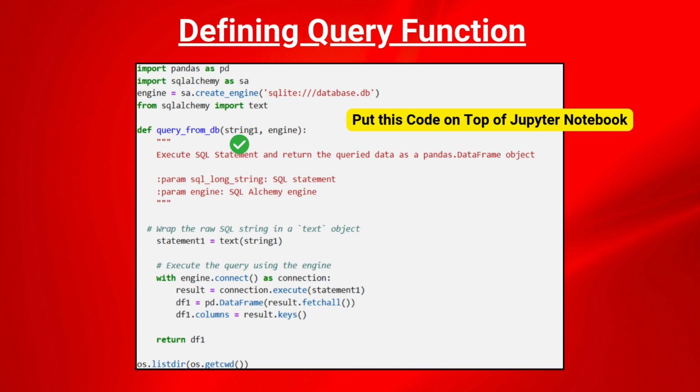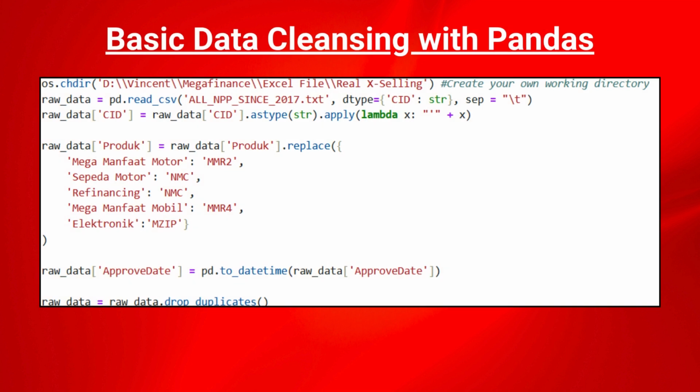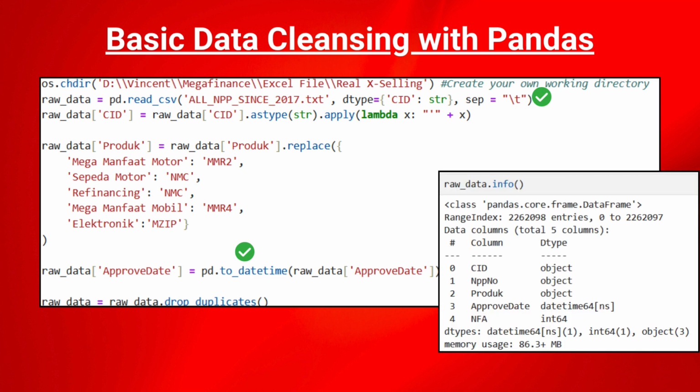Don't forget to import the necessary Python packages, SQLAlchemy for managing the database connection and Pandas for handling and analyzing the data. While SQL handles the querying, Pandas is still required for performing basic data cleansing tasks that don't require complex transformations. For example, using Pandas, I can import a dataset stored in CSV format and make it readable in Python. I can also convert a column approved date into the correct date-time format using the to_datetime function. If you take a look at the raw data using the info function, you can see that the approved date column is now properly recognized as a datetime object.